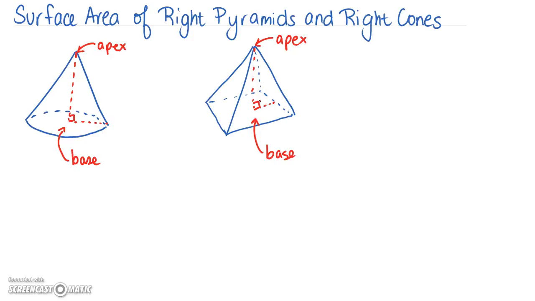Now, as you can see, we always have a base shape. In the case of a cone, we have a circle. In the case of this pyramid, it looks kind of like we have a square base or maybe a rectangular based pyramid.